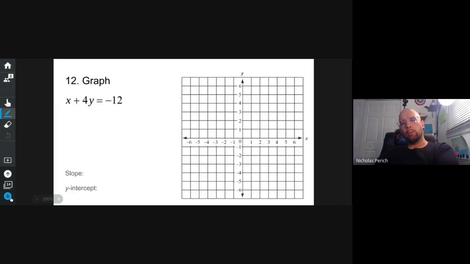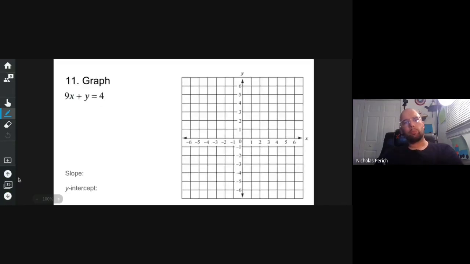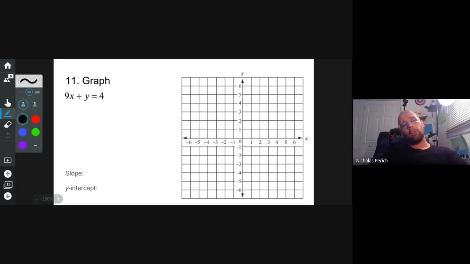Okay. This might be my last one. Nope. 2 more. It's not a tumor. Tumor.